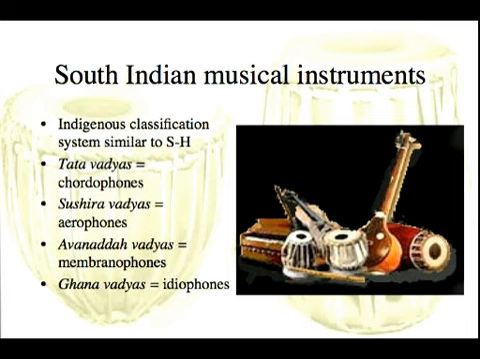Sushiravadyas are aerophones. The flute is a very common example of that. We have the Avanadavadyas, I guess is how you pronounce that, the membranophones. And you see a number of them there. You see a very colorfully painted mridangam. You see tabla drums there as well from North India. And, although it's hard to see in this particular composite photo, the idiophones, the ganavadyas. There you have some things that correspond to tambourines, which of course are idiophones. And they also have a clay pot, an idiophone that's pretty common in traditional Indian music.